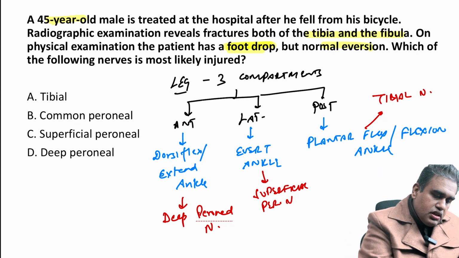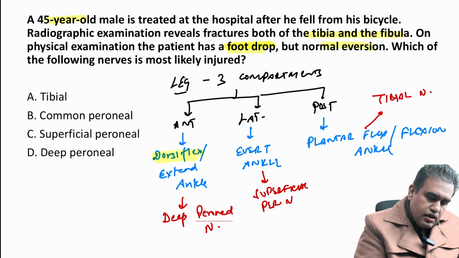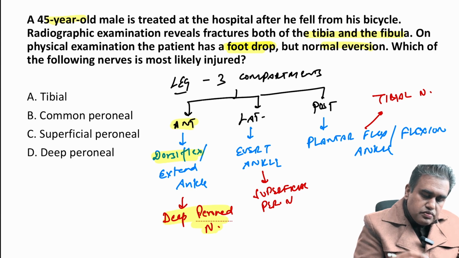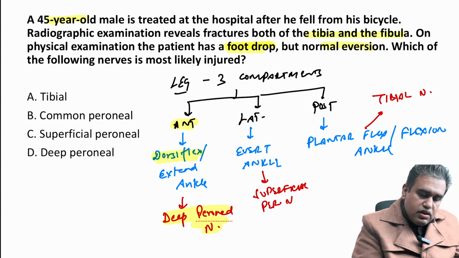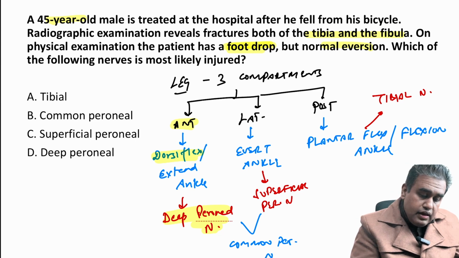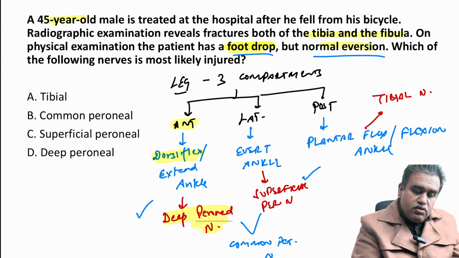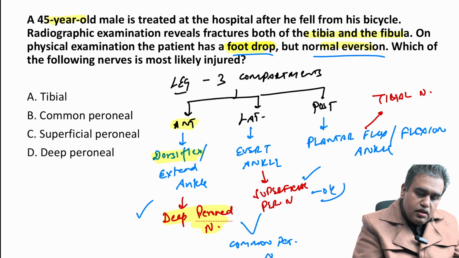Which muscle group is causing dorsiflexion? Anterior, deep peroneal nerve. And also do remember over here that both of these peroneal are branches of common peroneal nerve. Common peroneal nerve, याद रखो. Now it is saying that patient has foot drop, मतलब deep peroneal nerve तो injured है, but normal eversion. ये सही है. Superficial peroneal nerve is okay, and this deep peroneal nerve is not okay.